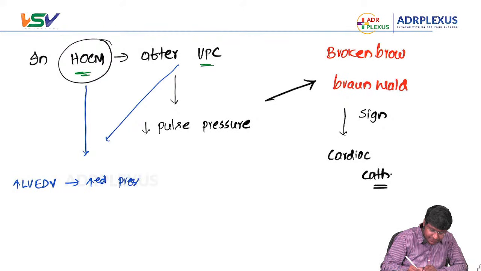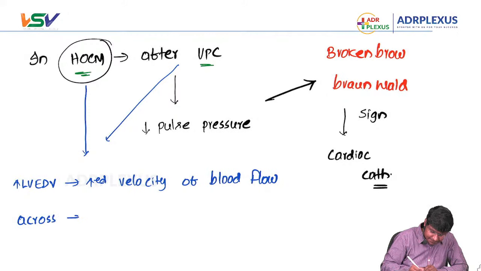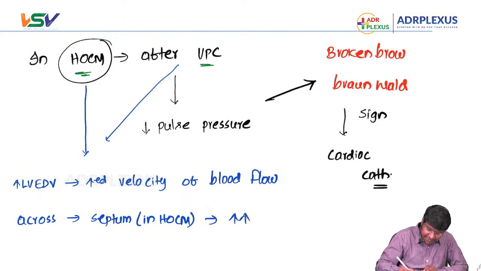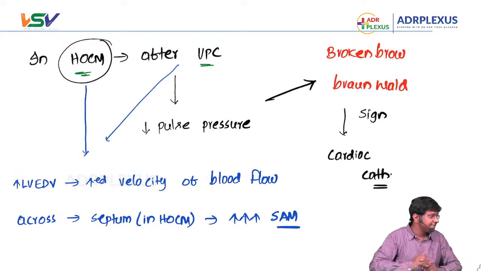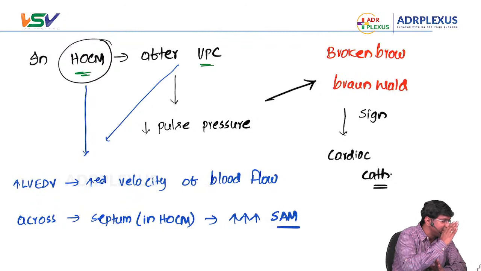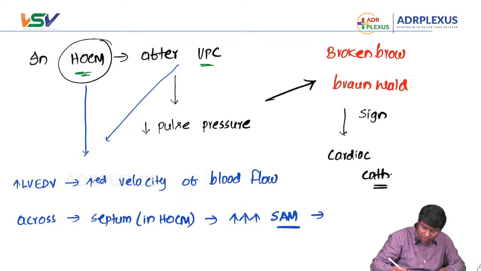increased pressure or due to increased velocity of the blood flow across the septum in HOCM, there will be exaggerated SAM, right? There will be exaggerated SAM. That means more and more blood tries to escape across that hypertrophied septum. The SAM will come into play. That is, systolic anterior motion of the mitral leaflet will close the outflow. Once it closes the outflow, what will happen to the stroke volume?